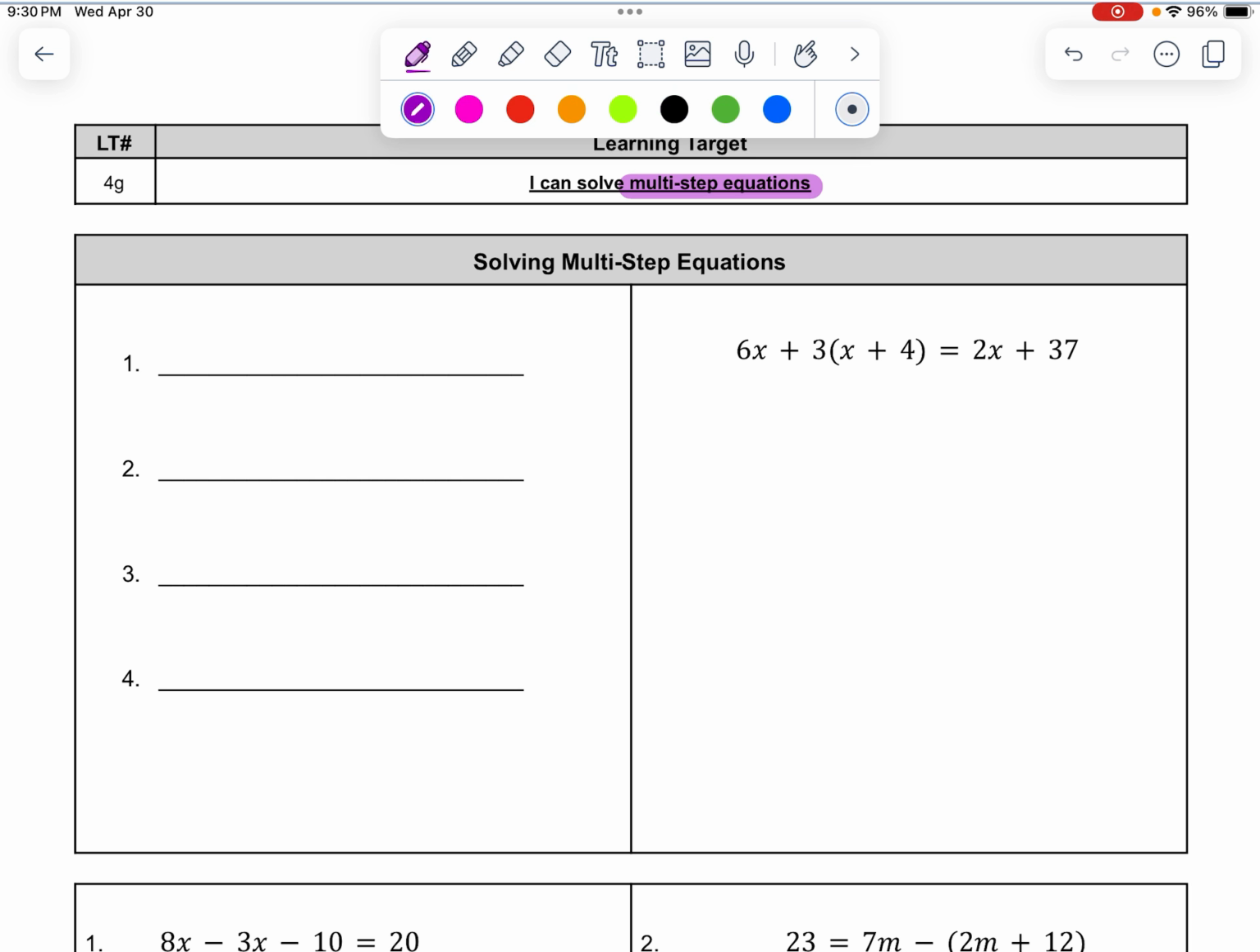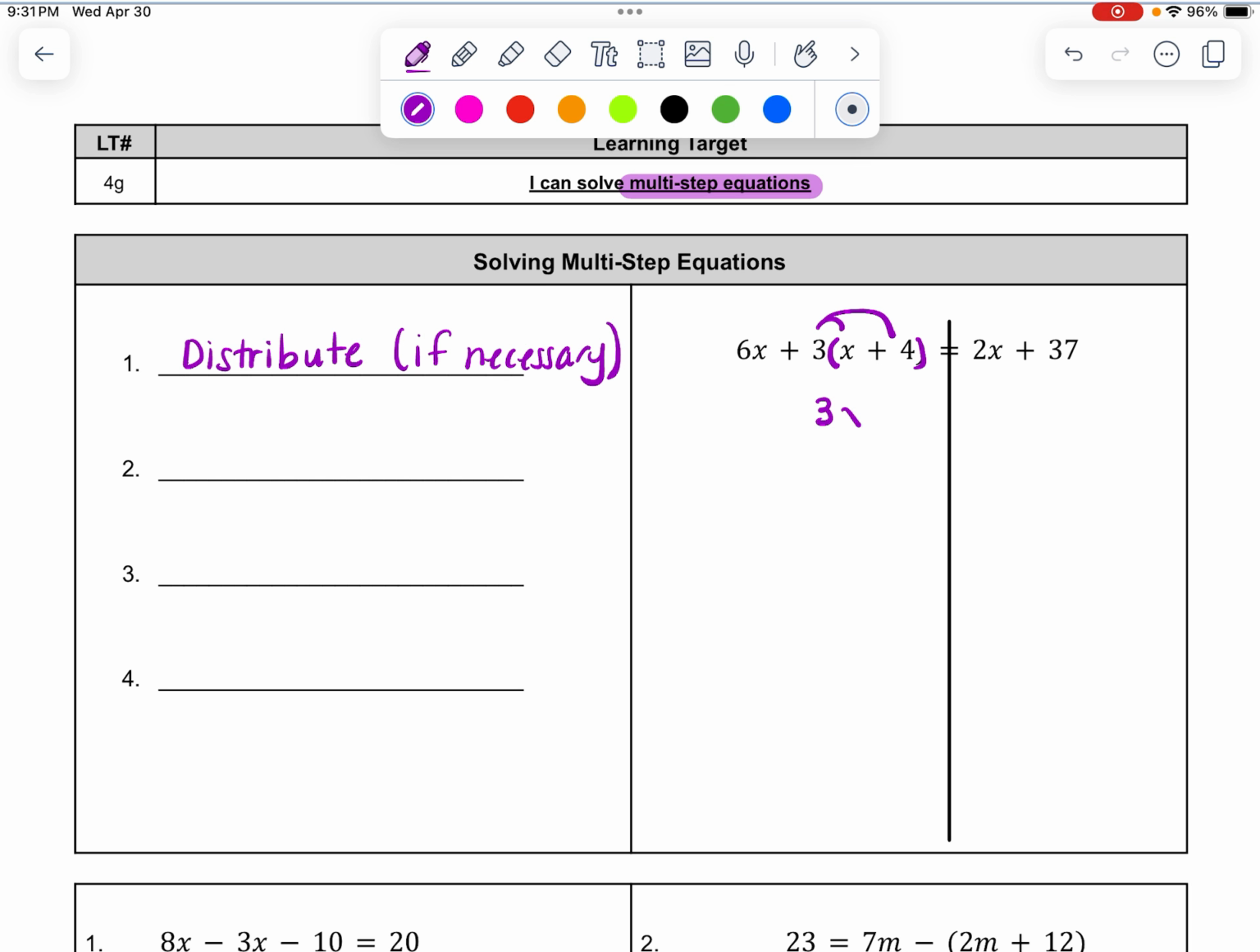Step number 1 for any equation is always going to be to check for parentheses and distribute if necessary. So if we see parentheses, distributing is going to be our first step. For example, in this first example problem, you're going to notice that there are parentheses on the left-hand side. So my first step here is going to be to distribute, which means I'm going to have 3x plus 12, and everything else is just going to drop down.